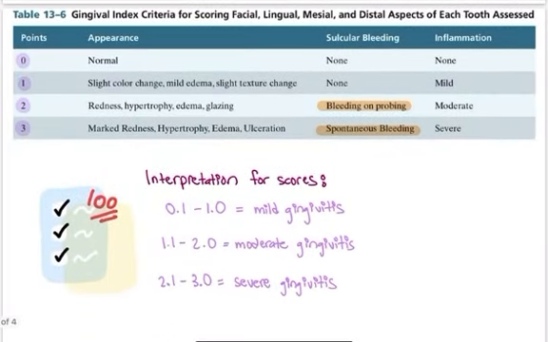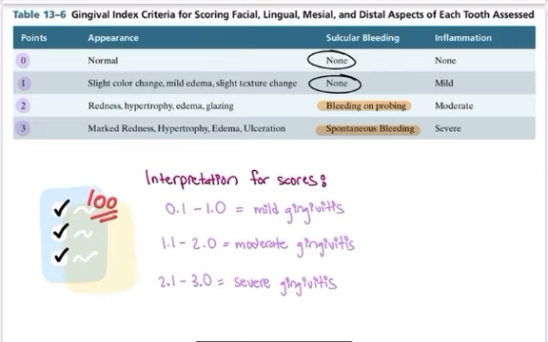Here is the scoring criteria for each tooth. You would give 0 points if the appearance is normal: no inflammation, no discoloration, and no bleeding. For a point of 1, there would be mild inflammation, slight erythema, and minimal superficial alterations, as well as no bleeding. So a point of 0 and 1 both consist of no bleeding.